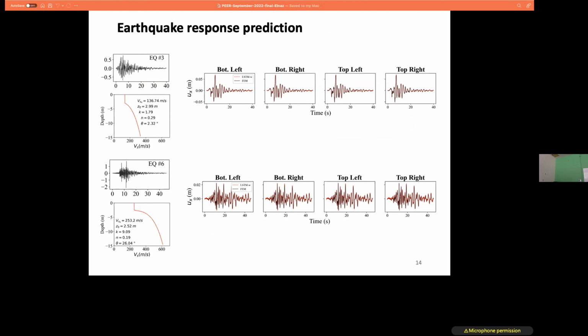For the first case, we have just randomly selected one profile with this earthquake, and this is how the results look for 40 seconds. And this is another example where we chose another set of random variables and computed the response.